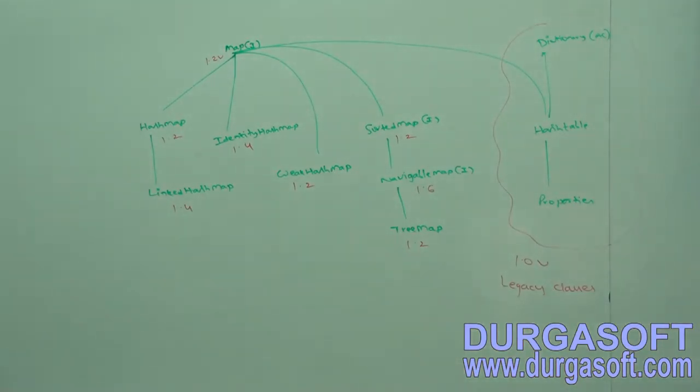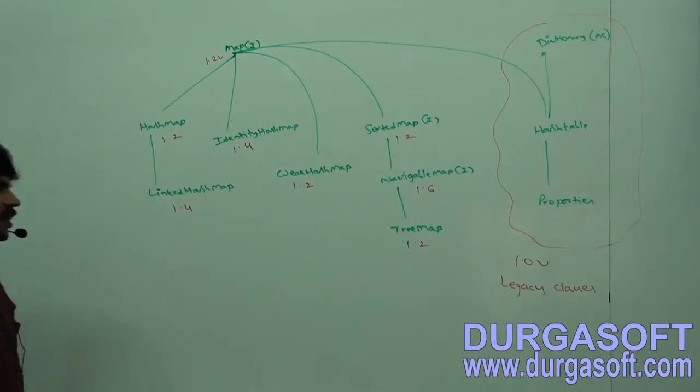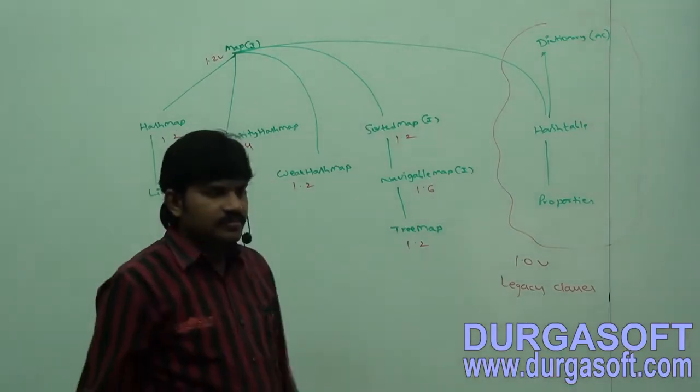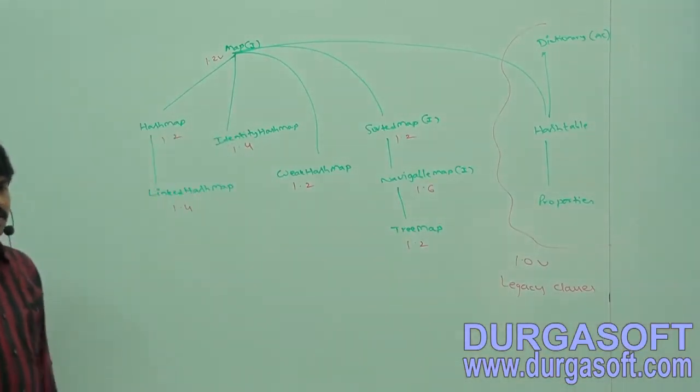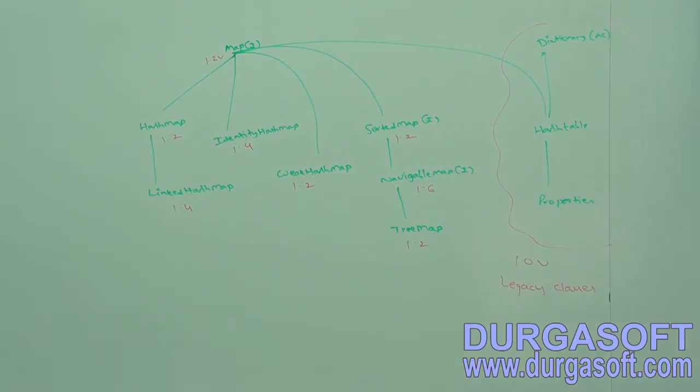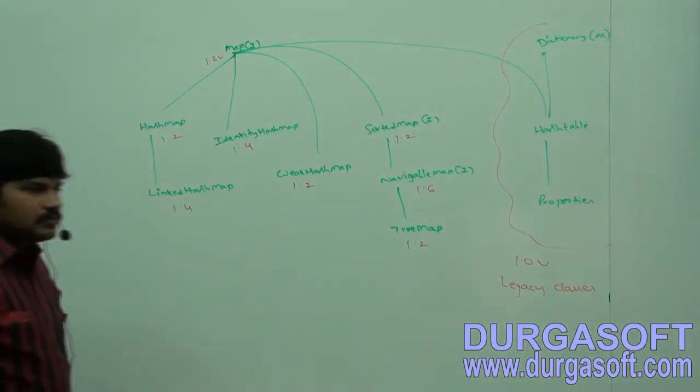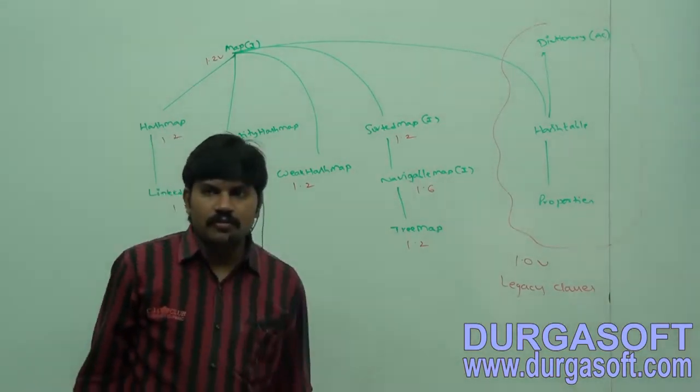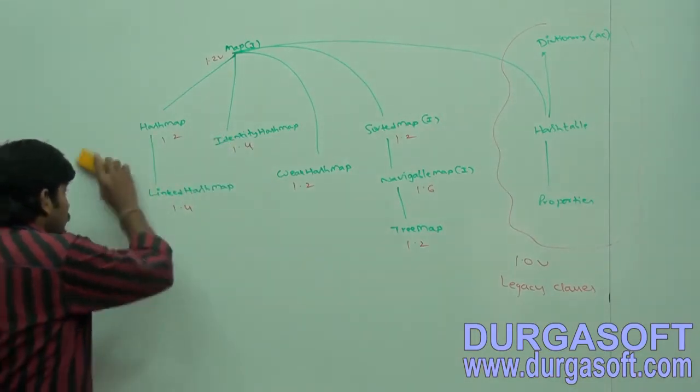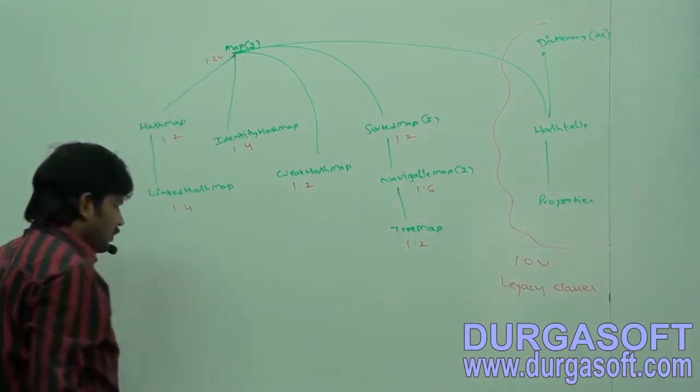Map, HashMap, LinkedHashMap, IdentityHashMap, WeakHashMap, SortedMap, NavigableMap, TreeMap. Next, Dictionary, Hashtable. Make sure Hashtable. Next, Properties. So this module we require to talk. Completed, right?